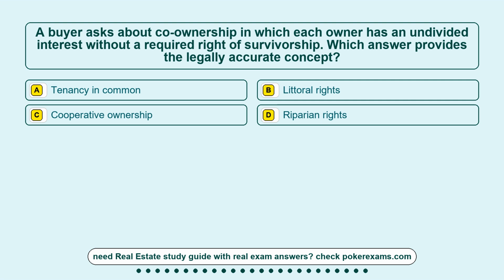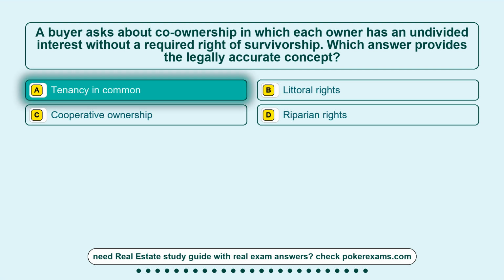Question 6. A buyer asks about co-ownership in which each owner has an undivided interest without a required right of survivorship. Which answer provides the legally accurate concept? Option A, a tenancy in common. Option B, littoral rights. Option C, cooperative ownership. Option D, riparian rights. The correct answer is option A, tenancy in common.